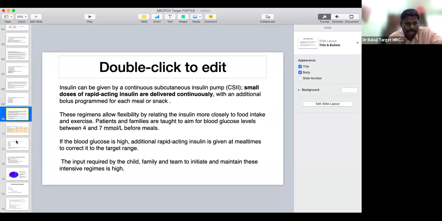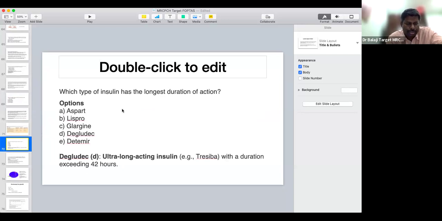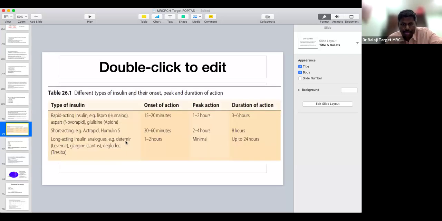Then there was also a scenario asking which has the longest duration of action. These are all the exam questions. For that we need to know the tabular column, so read it in Lizard's illustrated textbook of pediatrics. In that it is clearly written which one has the longest duration, which one has the shortest duration. Degludec has the longest duration. That is the clue. Rapid acting insulins are Lispro, Glulisine and Aspart. Okay.